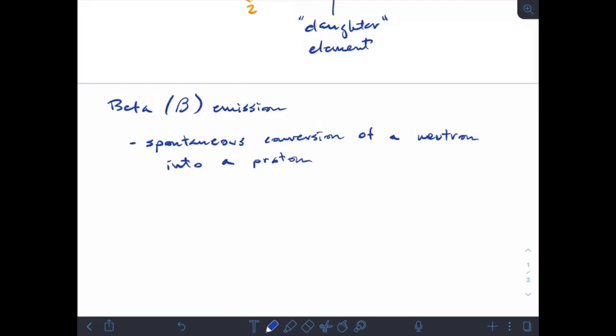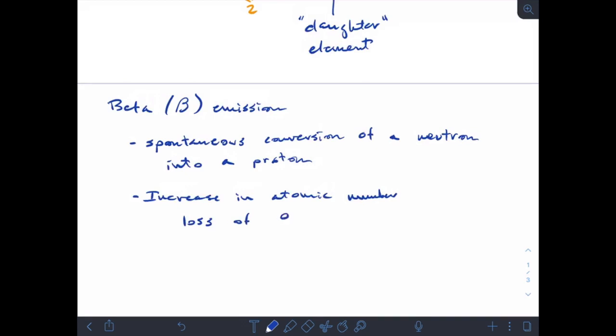Okay, so when something that's neutrally charged spontaneously converts into something that's positively charged, you are ejecting a negative particle. Because we are transforming a neutron into a proton, we see an increase in the atomic number. Remember that the atomic number is the number of protons in an element. And so with the increase in atomic number, we have a loss of a negative particle.